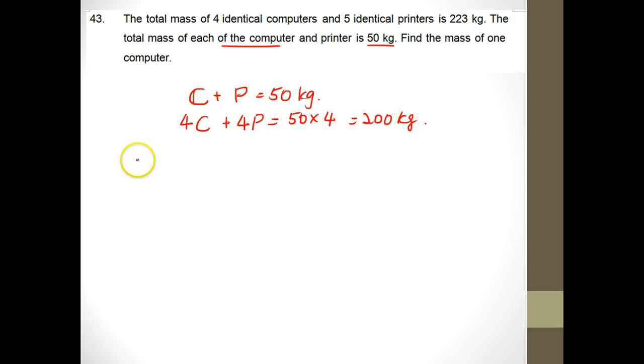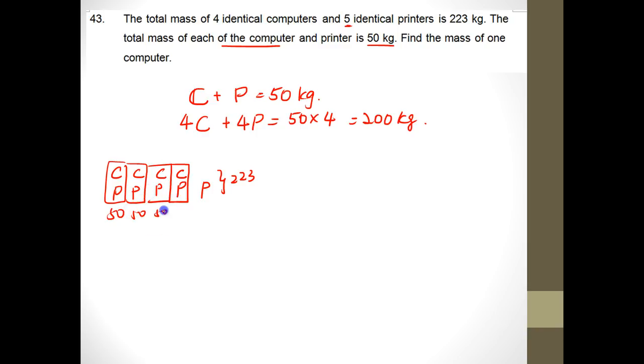So 4 computers plus 4 printers will give me 50 times 4, which is 200 kilograms. Can you see? I will draw for you. Computer, printer, and another printer. So the total is 50. So there are 4 sets of 50, which is 200 kilograms.